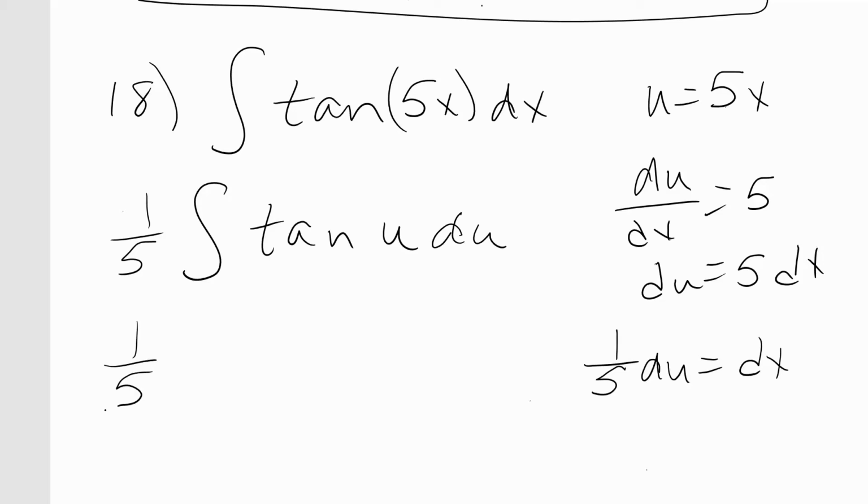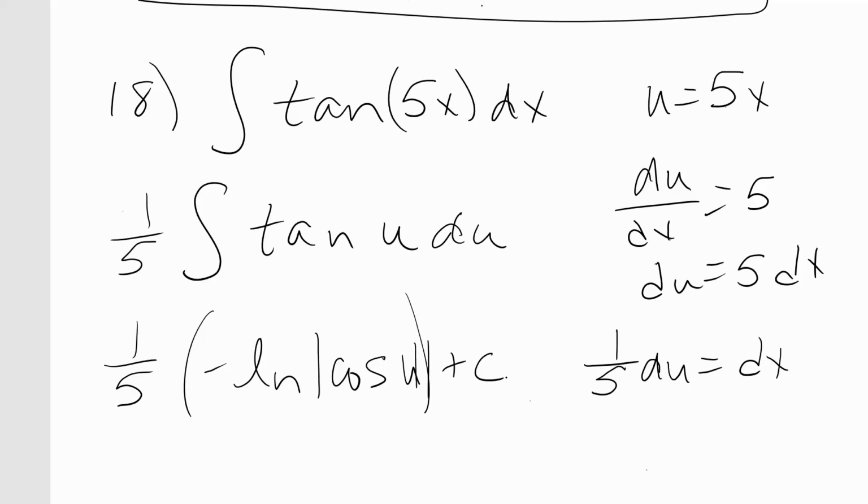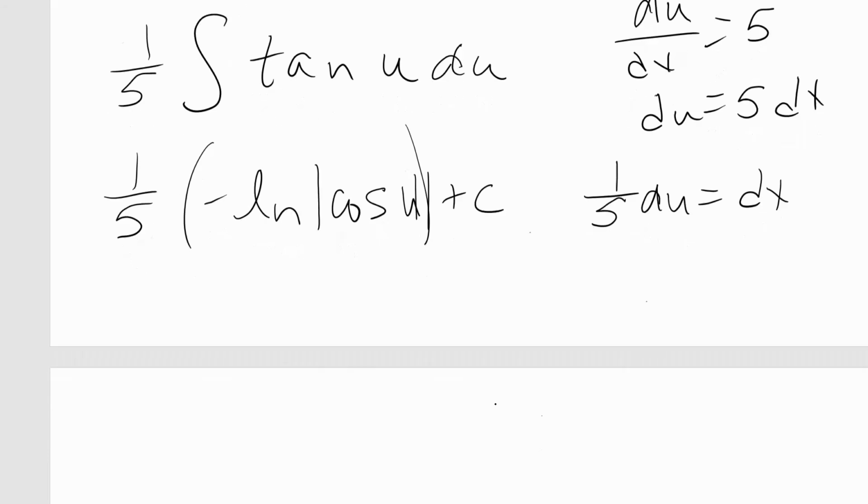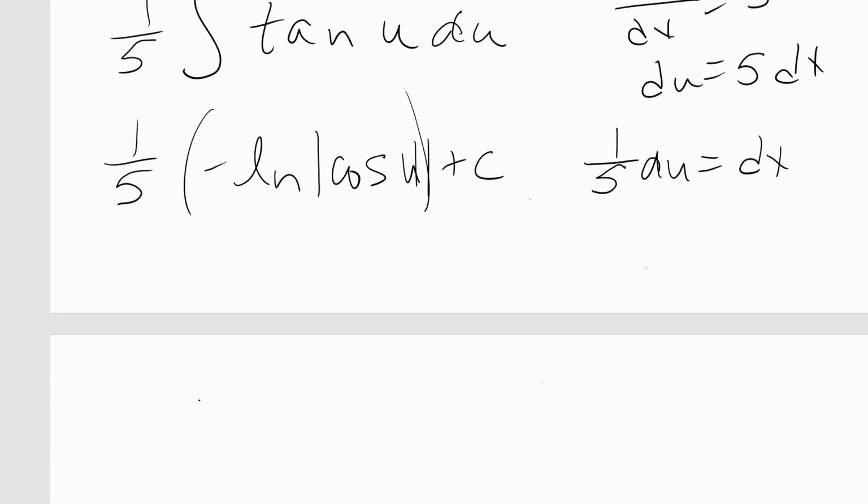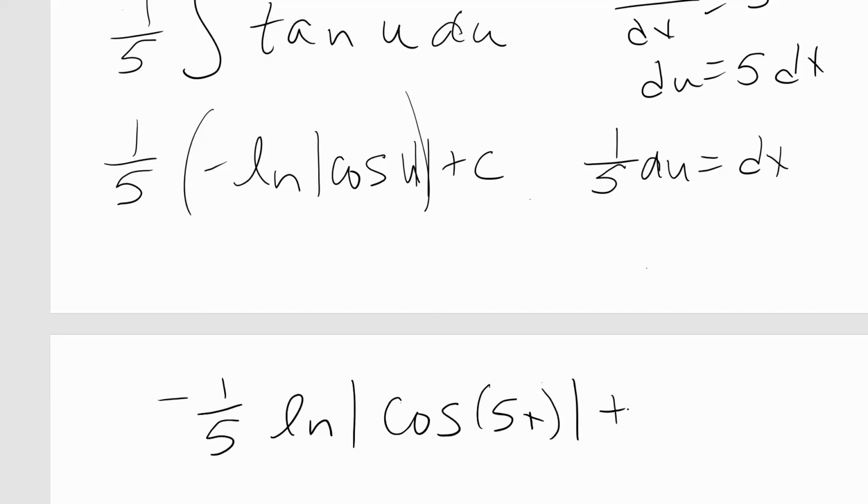So I get 1/5, my constants stay out front. The integral of tan u du is negative natural log of the absolute value of the cosine of u plus c. All right, clean it up. So this is going to be negative 1/5 the natural log of the absolute value of the cosine of u, which is 5x, plus c.